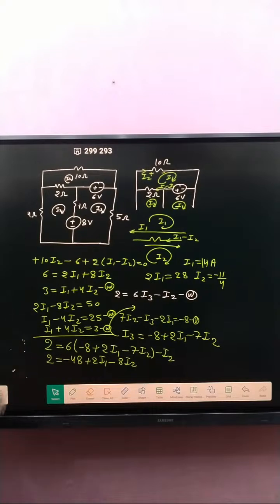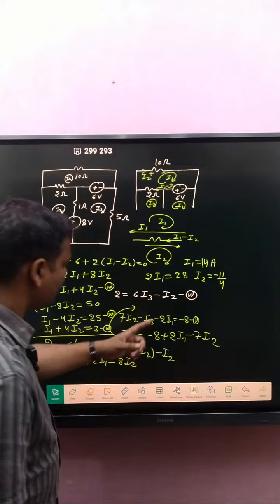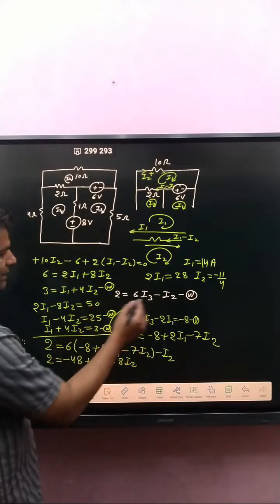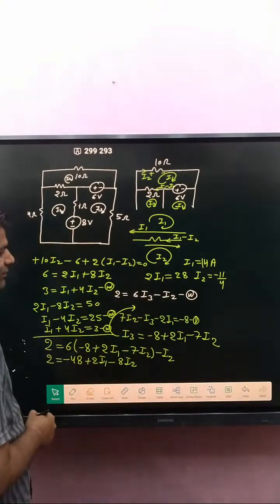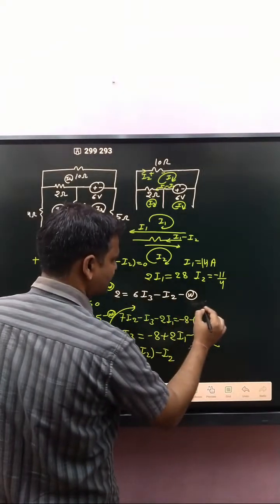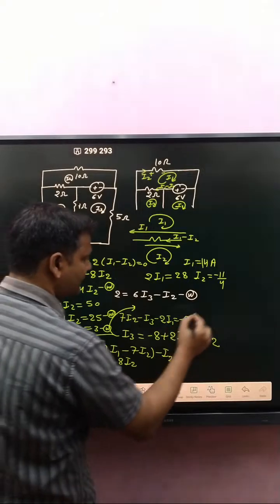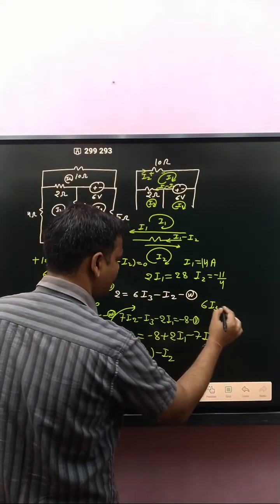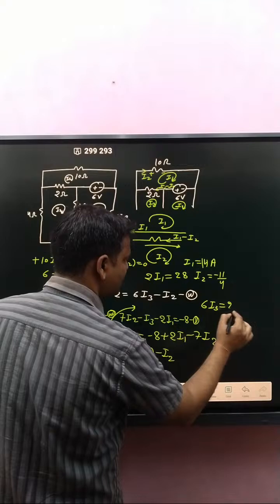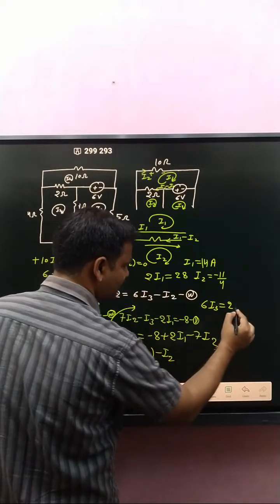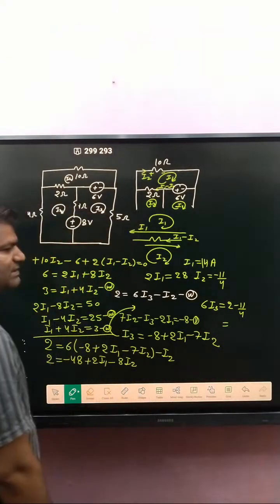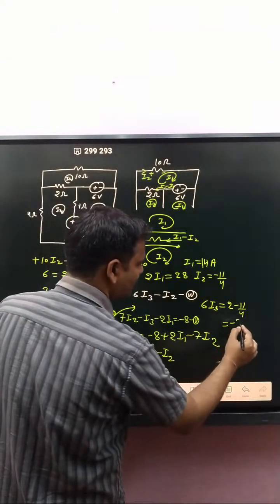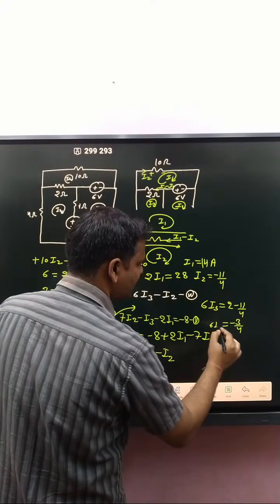Minus 11 by 4. Okay. Now if these two values are put here, in equation 2, I2 will equal minus 11 by 4. Then what about I3? Written here, 6I3 will equal 2 plus I2. I2 is minus 11 by 4. So 8 minus 11, that is minus 3 by 4. This will equal to I3.